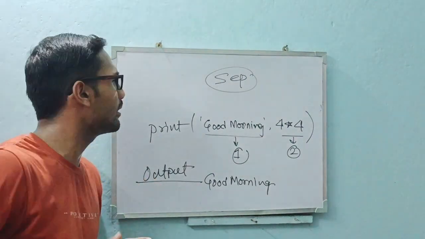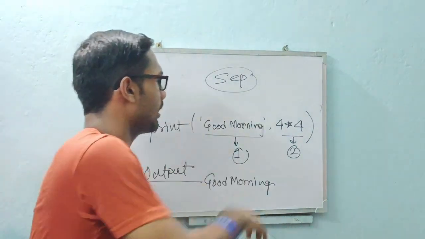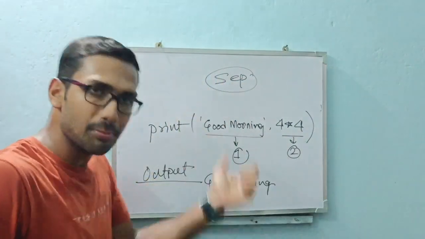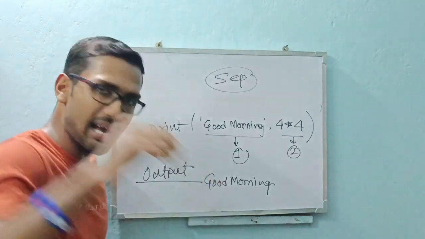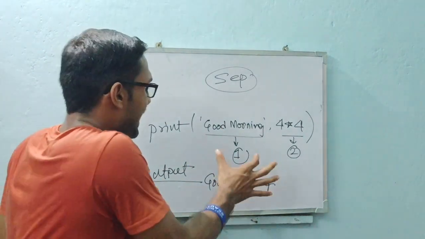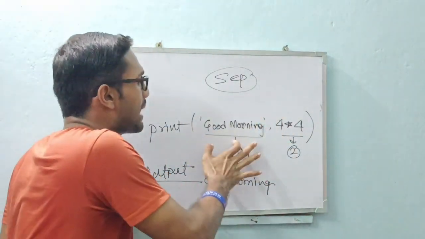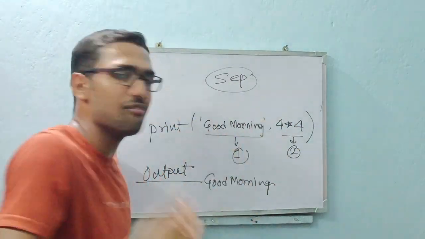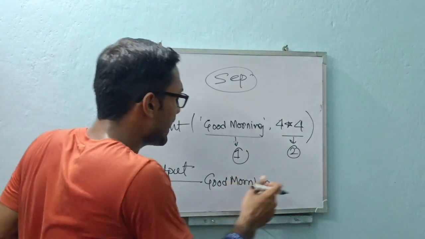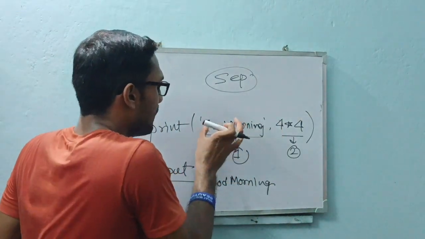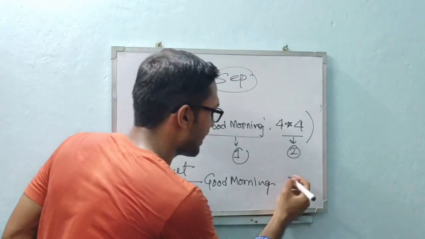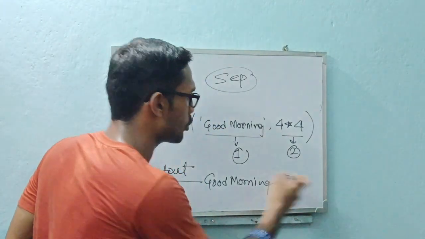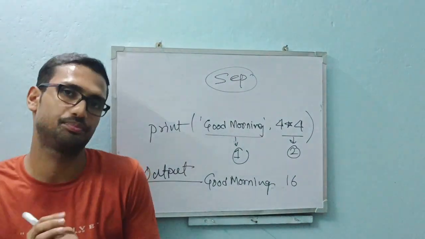But after completing this functionality of the print function, then we will move to this sep and end. So as of now, just try to understand that I am separating this particular parameter from this particular parameter, and these are being separated with the help of a space. So there will be a space between these two parameters. So good morning space 16. There is a space existing between these two parameters.